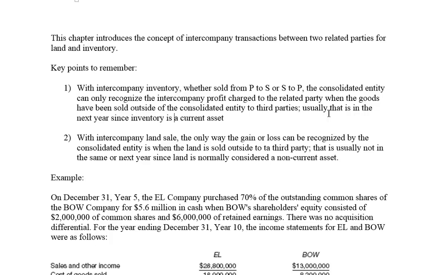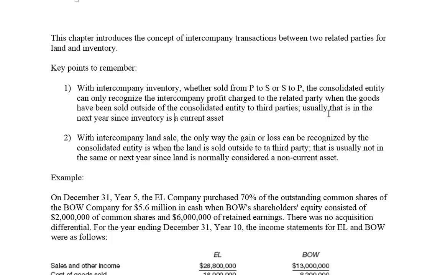Now, what about land? Land is different because land is non-current. So normally what you're going to find in these questions is, say, one entity, say it's the parent, sells land to the sub. And say the parent charges a little bit of a profit on that, right? That profit cannot be booked by the consolidated entity until the sub sells it outside. But because it's a non-current asset, it might be the sub's intention of keeping it within the consolidated entity for quite some time to come.